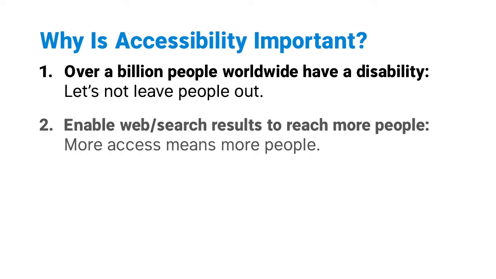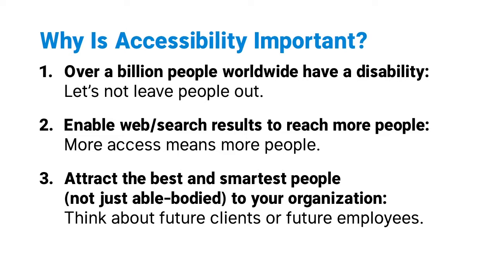Accessibility enables web search results to reach more people. More people can search, find, and use your website, PDF, or video if it's accessible. By having content available to everyone, your organization's first attempt at client outreach starts before they even access your content or make a purchase. Accessibility allows you to attract the best and smartest people, not just able-bodied, to your organization. Do you want to limit future employees, interns, or others interested in learning about your organization to people without disabilities? If you limit access to your content, website, or job postings, you will be cutting off potential great hires or other contacts with disabilities.